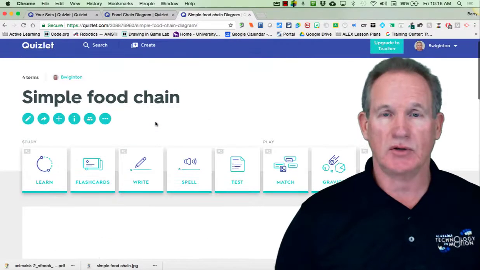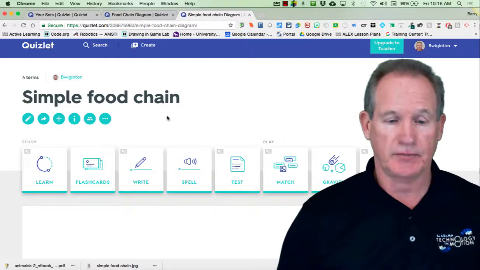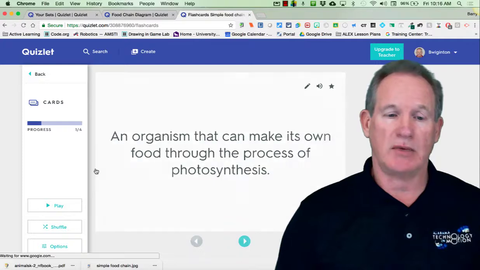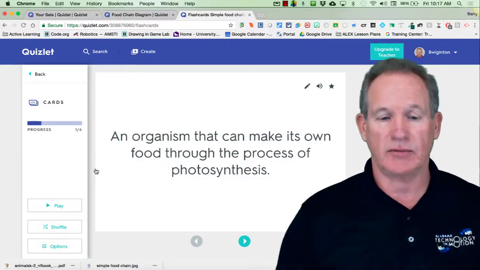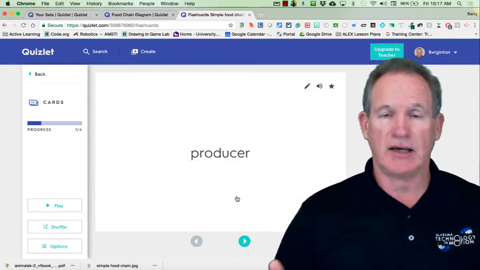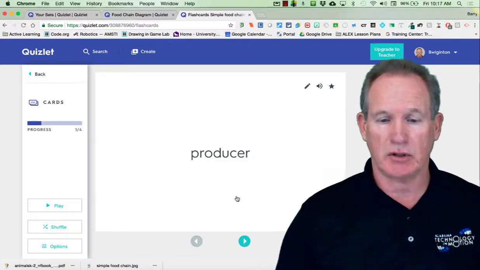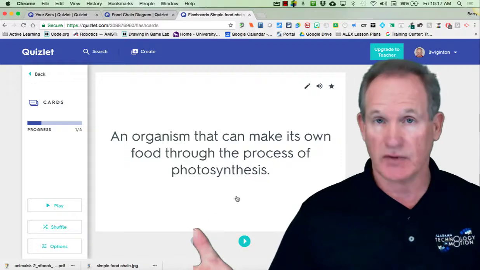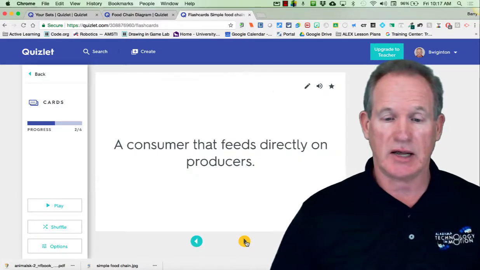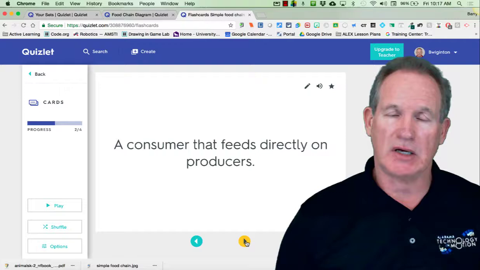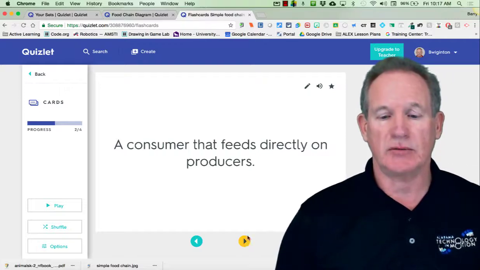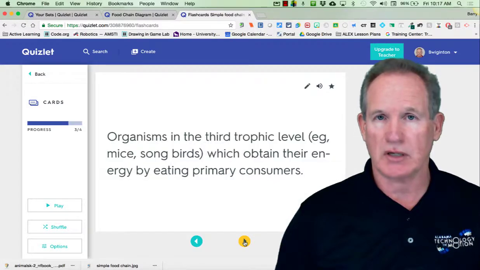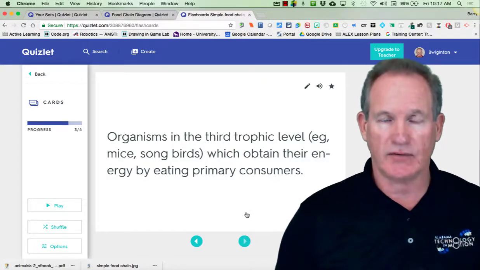Now, here's what Quizlet does so well. When I click on the flashcards, this is where I want my students to learn about this information. So if I'm looking at a producer, what is a producer? A producer is an organism that can make its own food through a process of photosynthesis. And I go to the next one. So the first thing I would have my students do is go through these flashcards and learn the very important content-specific information.